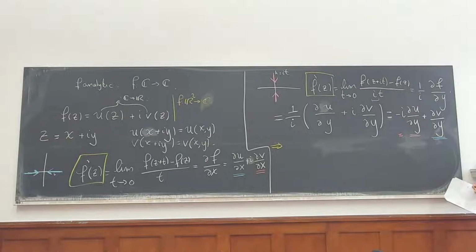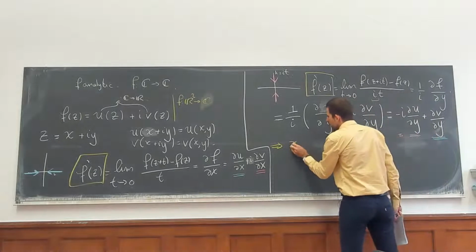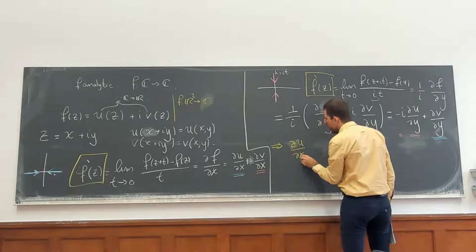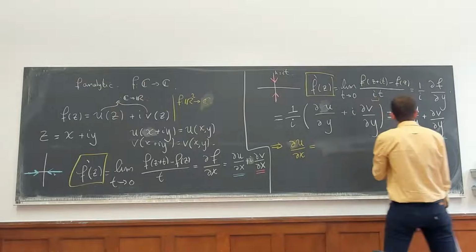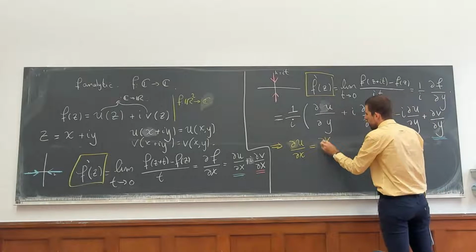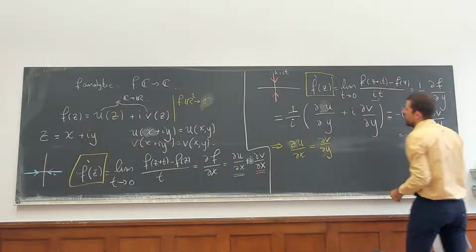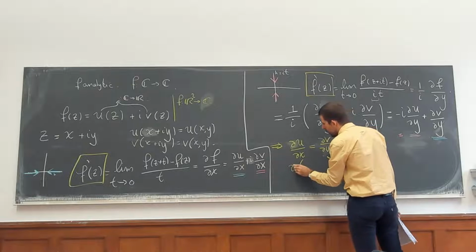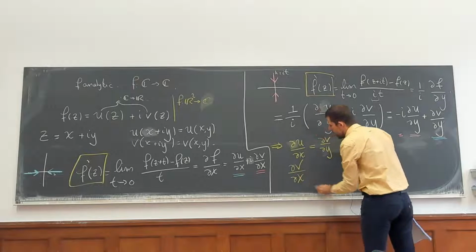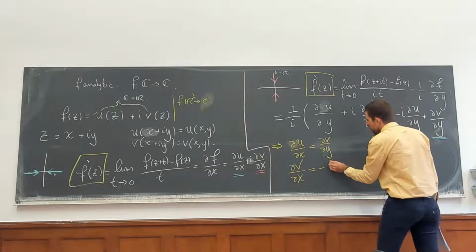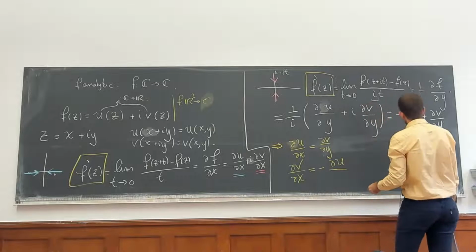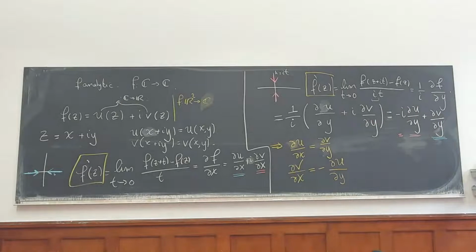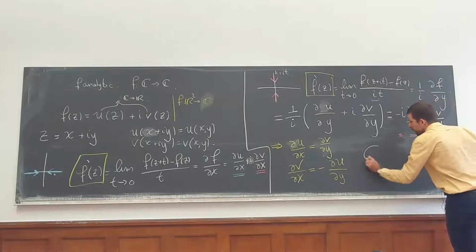right? And so immediately we get that the partial derivative of u over x needs to be the same as the partial derivative of v over y, and the partial derivative of v with respect to x needs to be equal to minus the partial derivative of u with respect to y. Okay. And these are the celebrated Cauchy-Riemann equations.